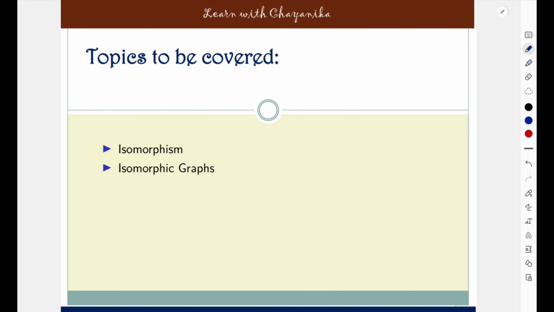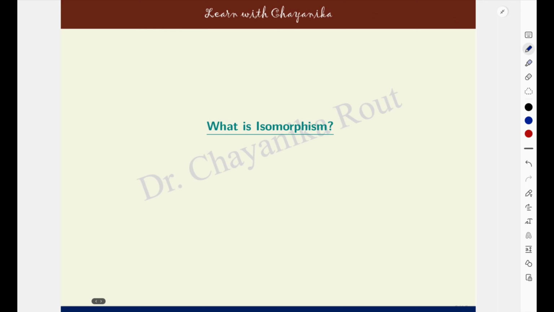Today in this lecture I am going to cover a very important topic of graph theory that is related to isomorphism. So we will discuss in detail about isomorphism and what we mean by isomorphic graphs. Before we go into the very definition of isomorphism, let's understand the concept with the help of an example.